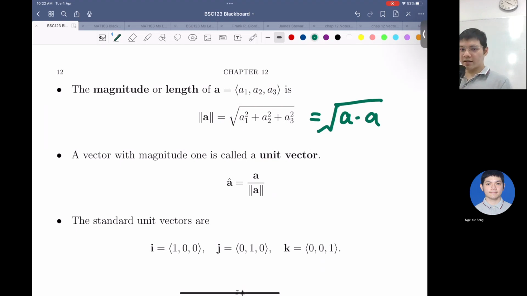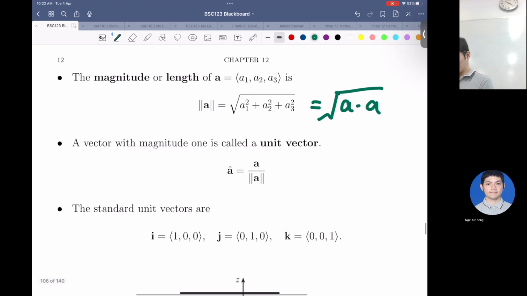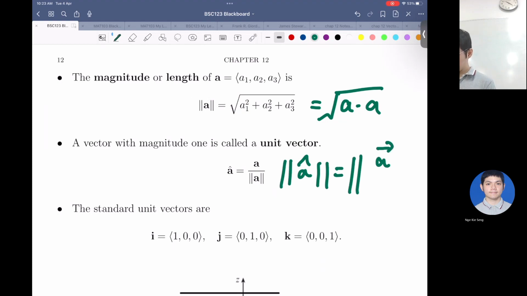I think we will mention it again later, but next is unit vectors. Unit vectors means the magnitude is 1. So you need to divide your vector by its length so that you get length 1. Meaning if you compute this length again, you get exactly 1.